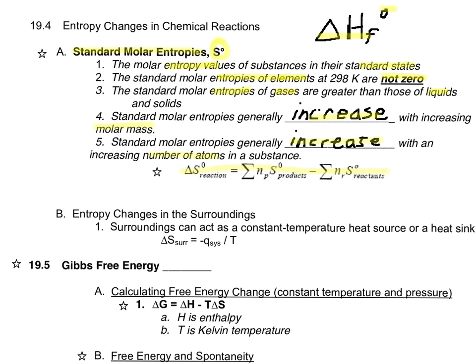Also, since there were many different ways to find enthalpy, we could use Hess's law. There are also going to be other ways to find entropy as well. So there's a lot of similarities here between entropy and enthalpy.